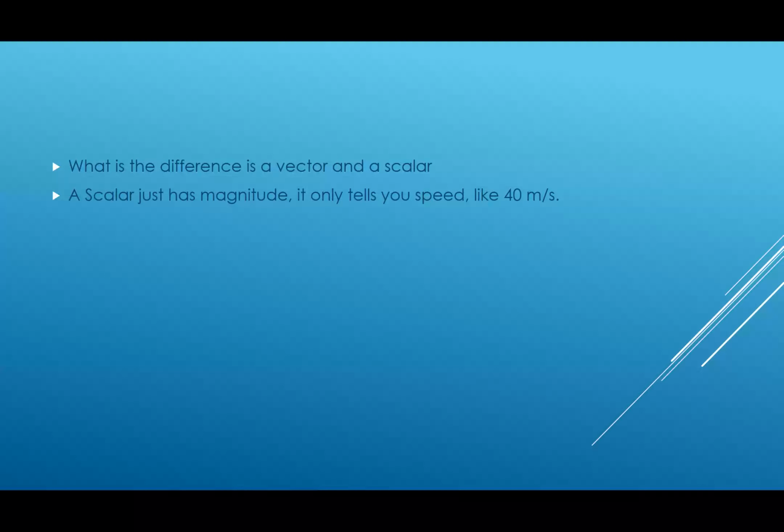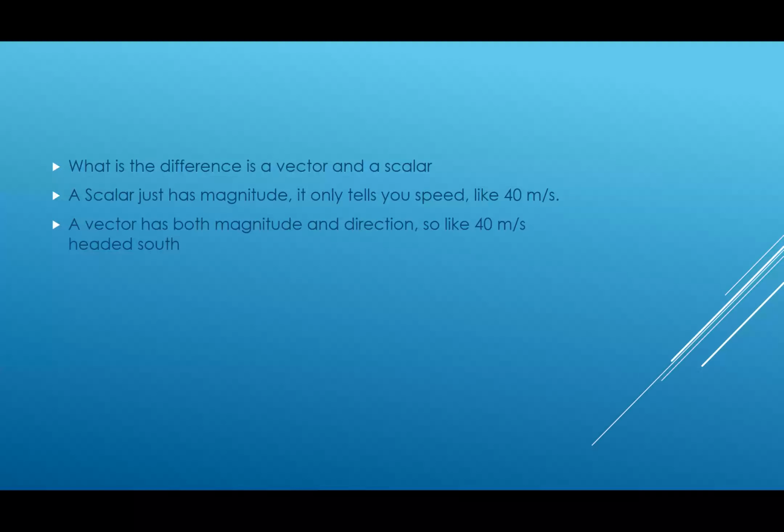A scalar just has magnitude. It'll only tell you a speed, like 40 meters per second, or your weight in kilograms, say like 80 kilograms. That's a scalar. It only has one value. The magnitude just means how much in terms of a numeric value.